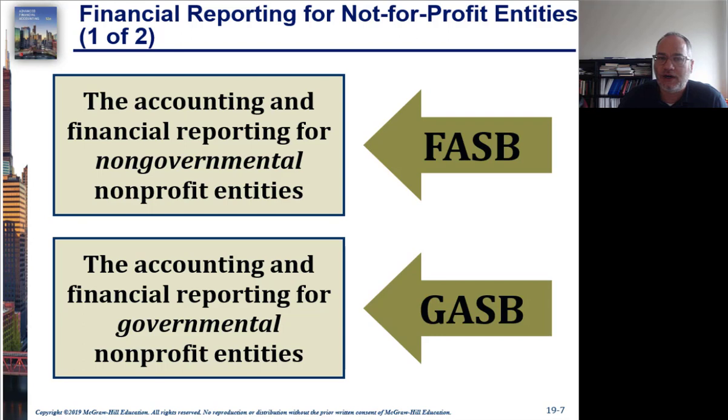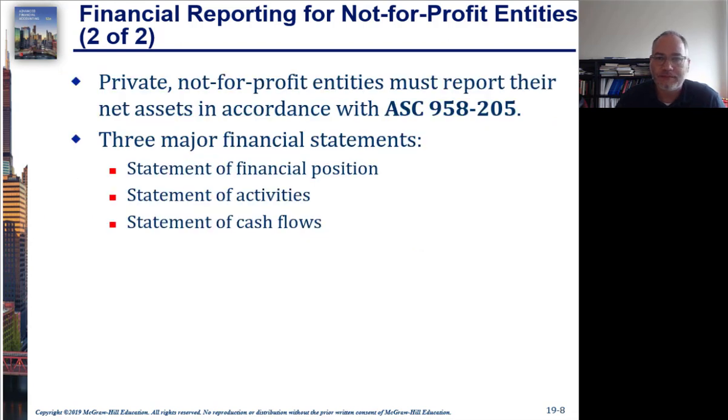And for non-governmental not-for-profits, the rules come from the FASB, but governmental not-for-profit organizations, and we'll talk about what those are in a moment, come from the GASB. So there are some non-profit entities that are linked to the government, and therefore they're treated more like governmental entities. We'll talk about them when we talk about public colleges, which are the big one. Public colleges and universities. So private not-for-profit entities are going to follow ASC 958 and its subsection 205.